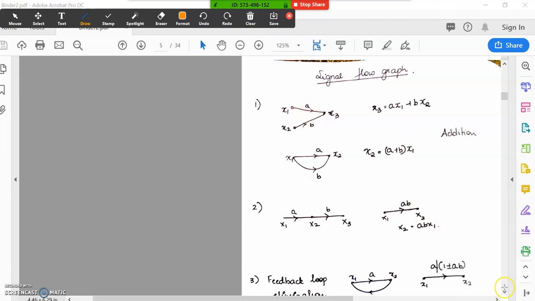Now coming to the next one here, it is x2, there is a signal which is coming from x1. So the signal here is x1, x1 into a is coming to x2. The signal here is x2. Towards x3, the signal coming is x2 into b. So the total signal that comes here will be ab into x1.